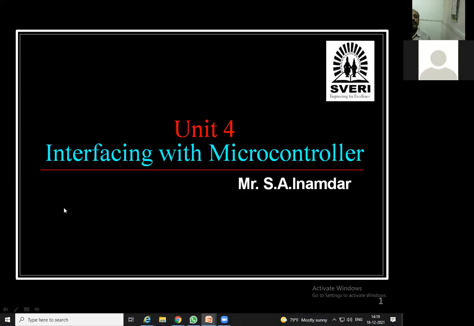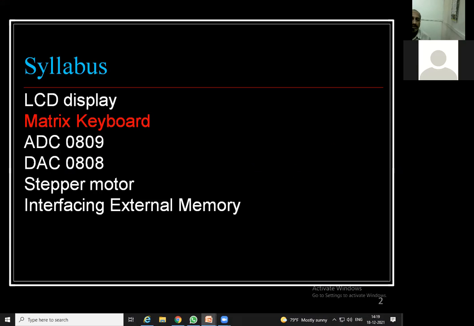So we have started unit number 4, interfacing with microcontroller, as far as the syllabus is concerned. We saw the LCD display in yesterday's session. Those who were absent for yesterday's session can check out the video and you will get to know what this LCD is and how it can be interfaced.